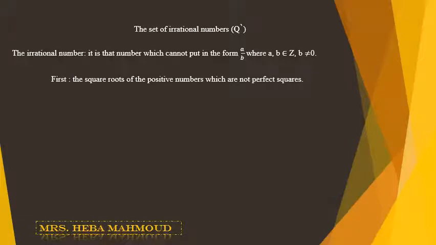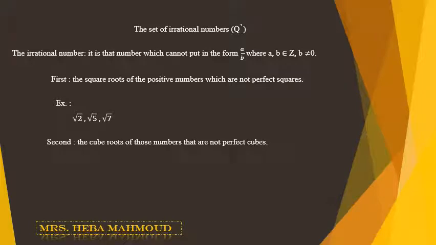First, the square roots of positive numbers which are not perfect squares. These numbers are irrational. Examples: root 2, root 5, and root 7. For all of these numbers we can't find the square root exactly, so they are irrational numbers.